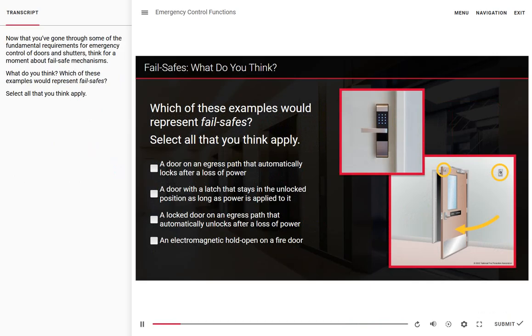Now that you've gone through some of the fundamental requirements for emergency control of doors and shutters, think for a moment about fail-safe mechanisms. What do you think? Which of these examples would represent fail-safes? Select all that you think apply.